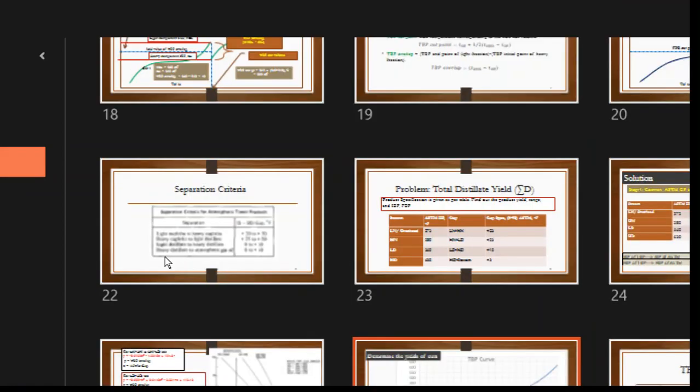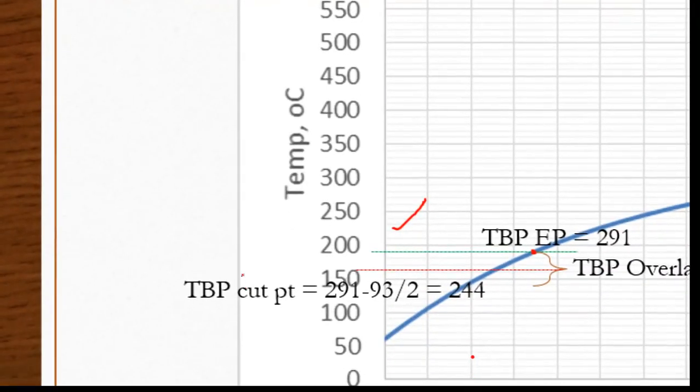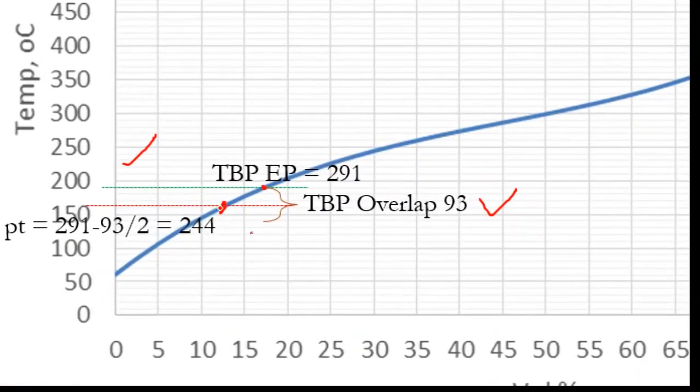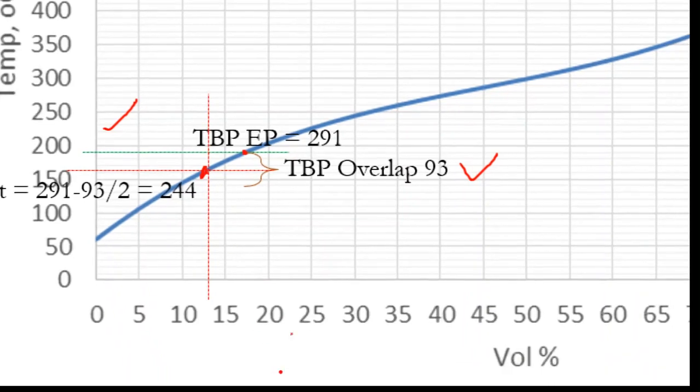and this half of the TBP overlap is nothing but this value, and this value is the TBP cut point value. That is the important point. This is the point where the TBP cut point is intersecting with the graph. From this point we can go for the next value, that is the TBP cut volume. That is our desired one. The TBP cut volume is calculated at 13.2 volume percent. This is the calculation for the first step.